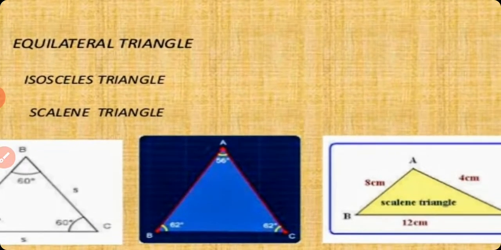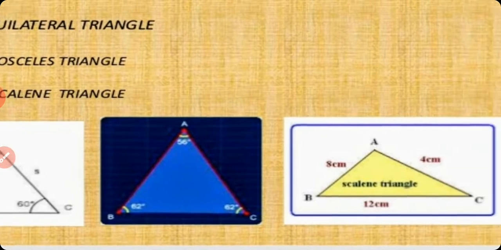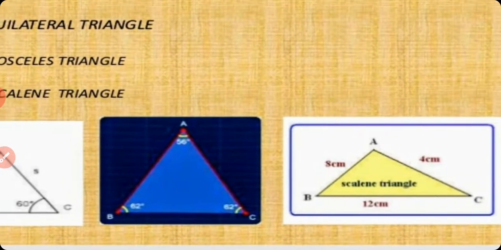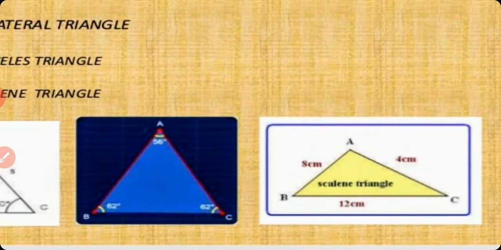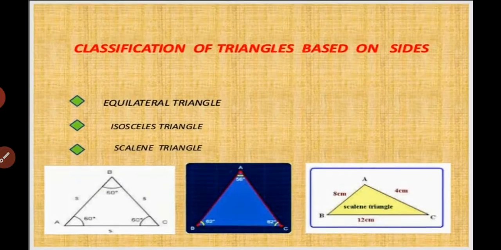In the second figure, this is an isosceles triangle. Here AB and AC are equal. So in a triangle, when two sides are equal, then it is called an isosceles triangle. Last one is scalene triangle. See, in triangle ABC, three sides are unequal: 8 centimeter, 12 centimeter and 4 centimeter. This triangle is called a scalene triangle.